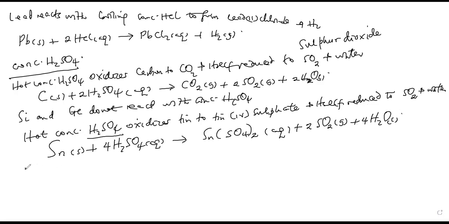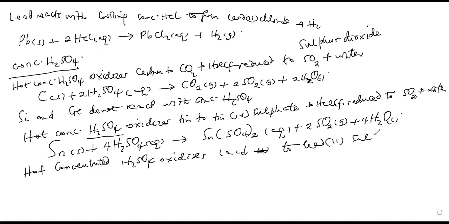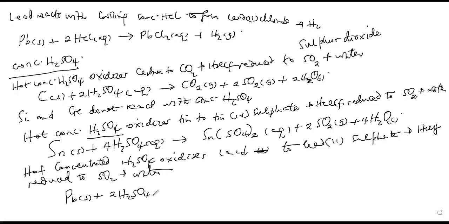Then lead. Hot concentrated, you have to write the whole word. Hot concentrated sulfuric acid oxidizes lead to lead(II) sulfate and is itself reduced to sulfur dioxide and water. So we shall have lead plus conc sulfuric acid forming lead(II) sulfate, and the acid is reduced to sulfur dioxide and water. The best thing here is to learn how to balance these equations so they stick in your head.